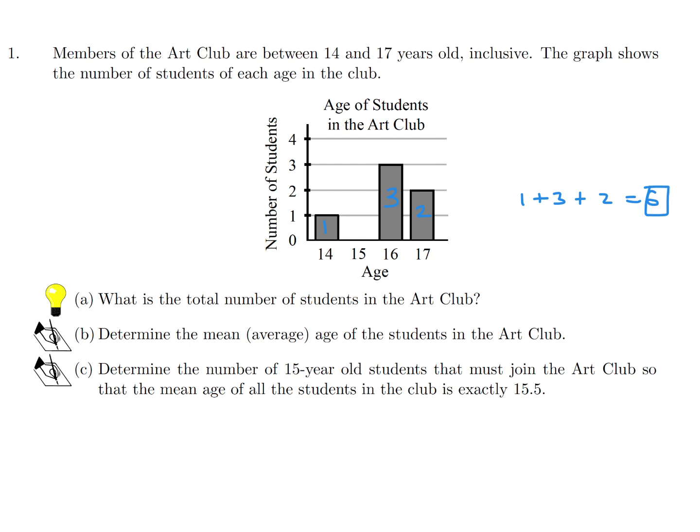Determine the average age of the members in the art club. So 1 times 14 plus 3 times 16 plus 2 times 17, divided by 6. And that, I believe, is 14 plus 48 plus 34, which is 96, over 6, and that will be 16.